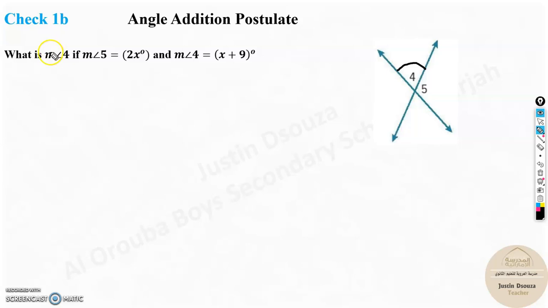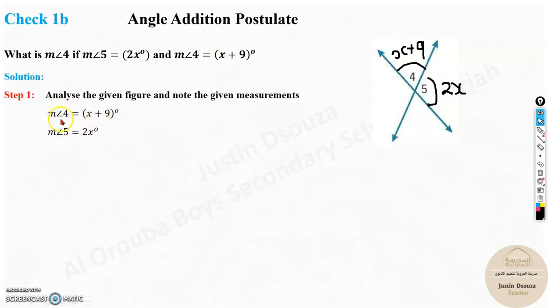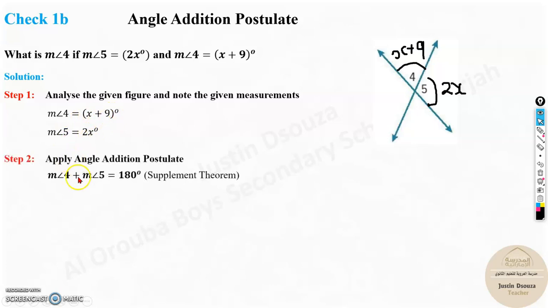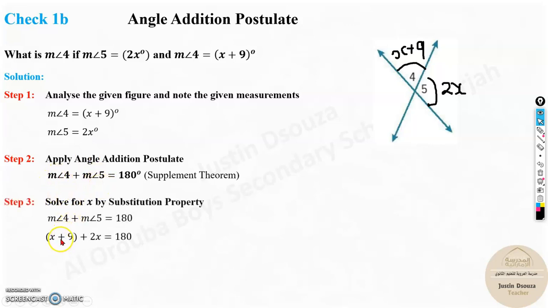Yes, we need to find the measure of angle 4, but they have not given us a value. They have given us a variable. So x plus 9, and over here it is 2x. So all you need to know is this is the measure of angle 4, that is x plus 9, angle 5 is 2x, and now substitute these x values over here. Instead of angle 4, it will be x plus 9, instead of angle 5 it is 2x, and remember it's a straight line, so the sum must be 180 degrees, or a linear pair. So that's why from supplement theorem we can write this as 180 degrees.